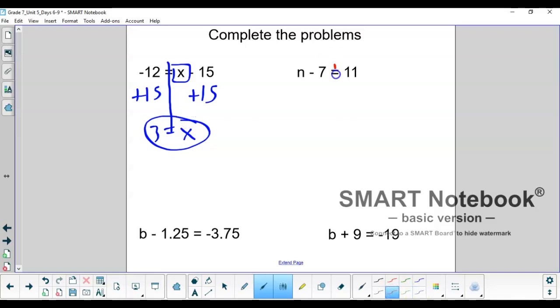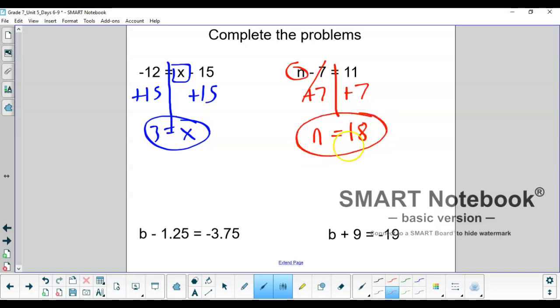The next one we had n minus 7, so I broke it into a left side, right side. There's my variable. What's being done to my variable? It's being subtracted by 7. I know the opposite of subtracting 7 would be to add 7. We get n by itself, and then 11 plus 7 in my calculator would say positive 18.